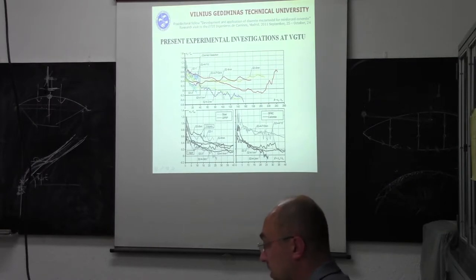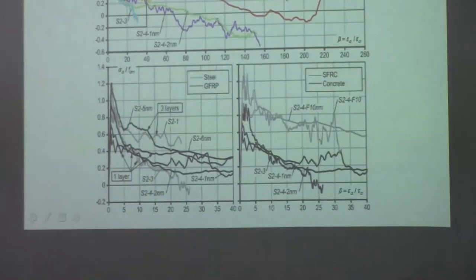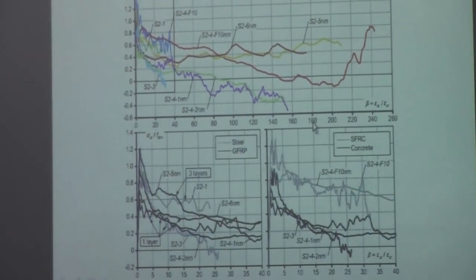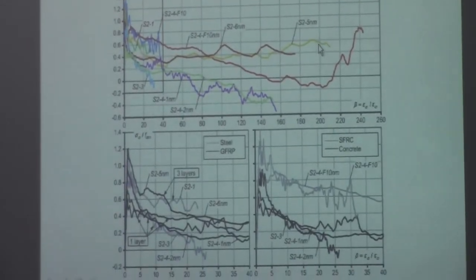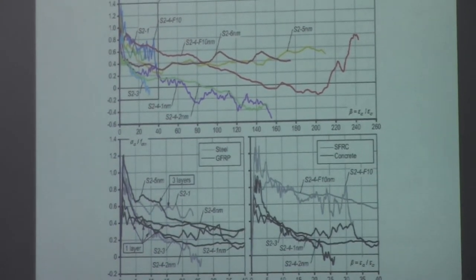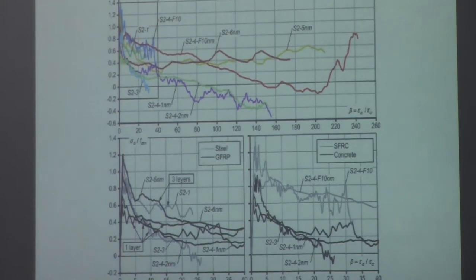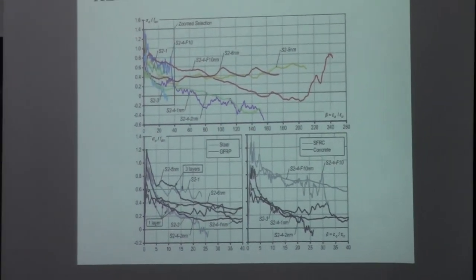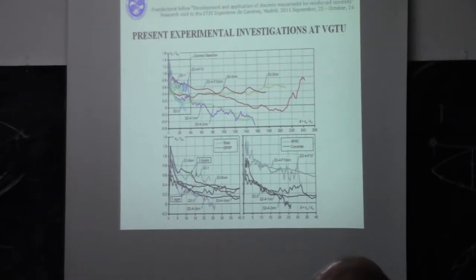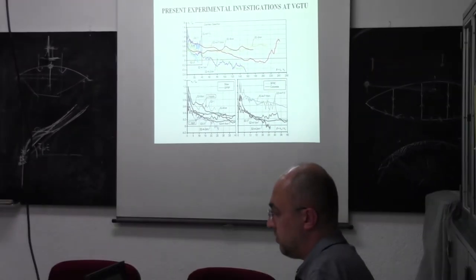And one more, as you can see here, the x line represents coefficient beta. And if you remember, for steel reinforcement we obtained maximum 40. For non-metallic reinforcement, tension stiffening effect is observed until 180 or 200 values of beta. That is very, very high, 200 times more. Then we can conclude that for non-metallic reinforcement, tension stiffening effect has the primary role in predicting deformational response.